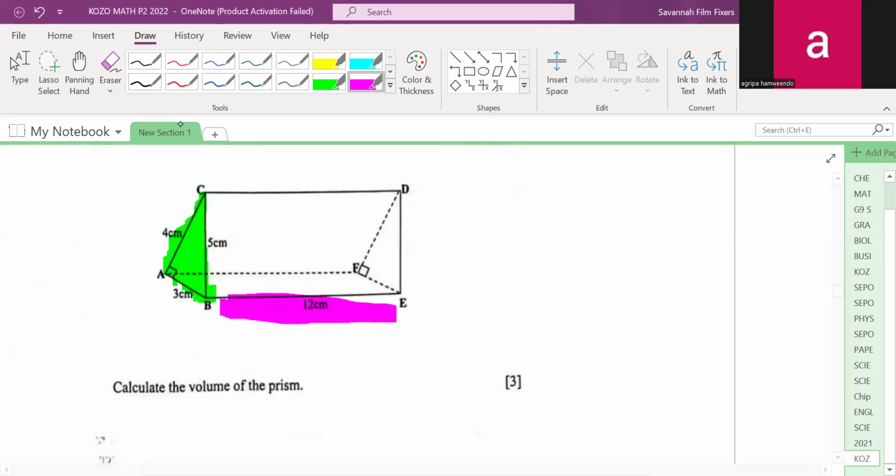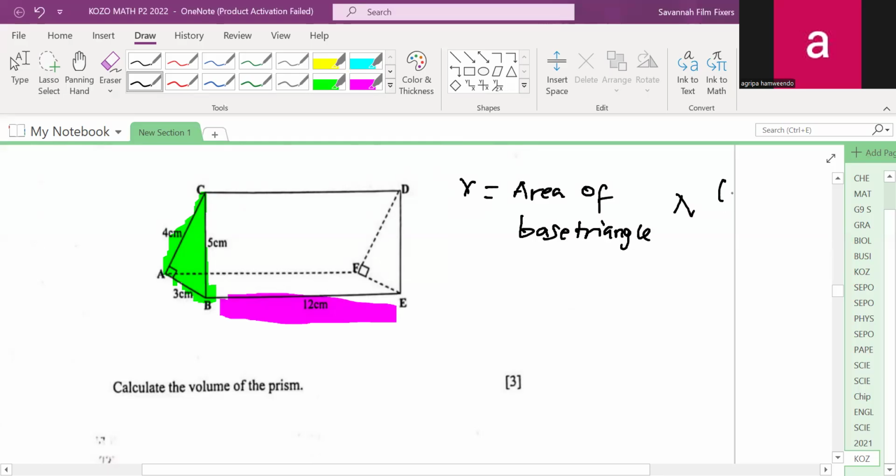So we're going to say the volume of this prism will be the area of the base triangle multiplied by the length of the prism. The area of this right angle triangle is half base times height. You know this formula, right? Multiplied by 12, which is the length.